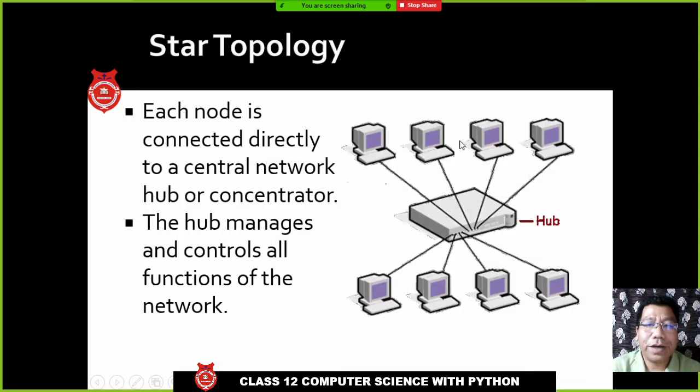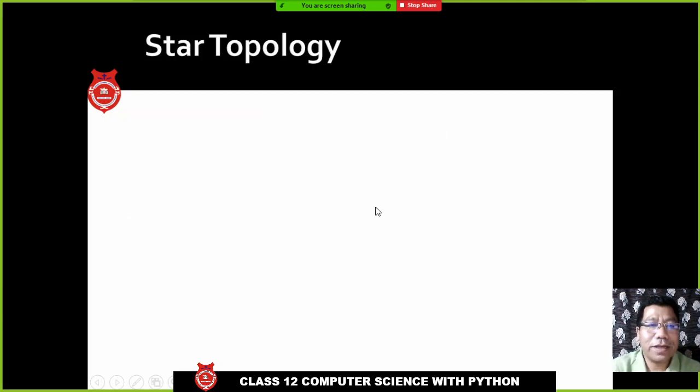I'll show you a small diagram. As you can see in the diagram, this is your modem, or this is your hub, your switch, or your router nowadays, a Wi-Fi router. From here, all the connected computers' cables are joined, or it may be through Wi-Fi. This type of computer network is known as network topology. Here the central hub is the main one, it controls everything. This is known as star topology.